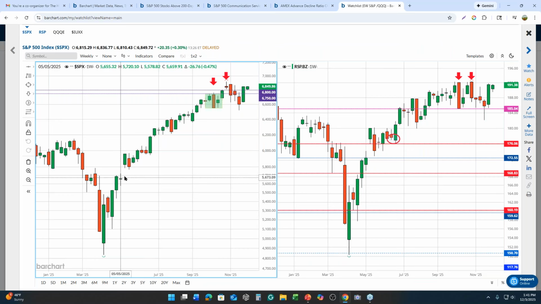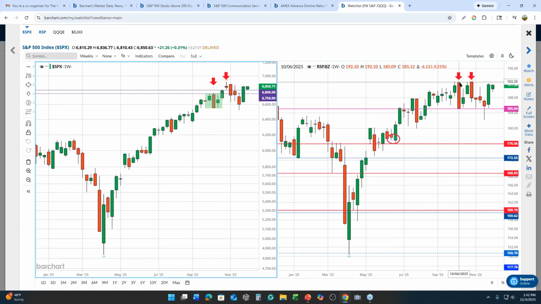Notice how our S&P is rallying, right? Nice uptrend, making a lot of new highs. At the same time, so is our equal weight. But notice here, right around October 6th, this is a red candle. We made a new high and the market backed off. Again, we made a new all-time high and the market backed off.